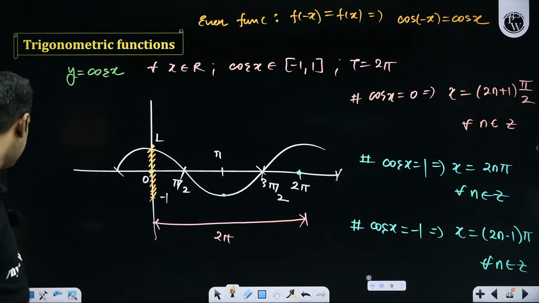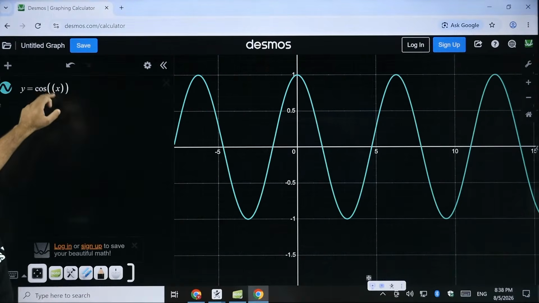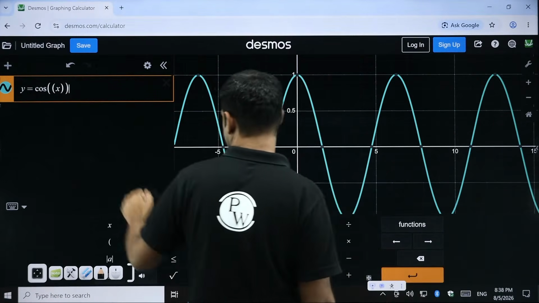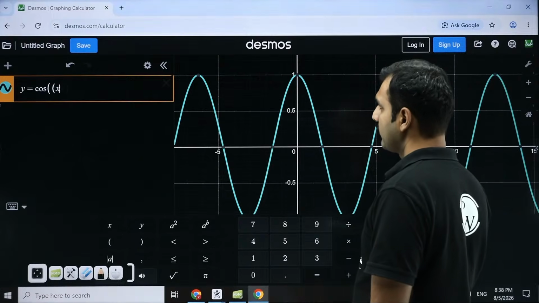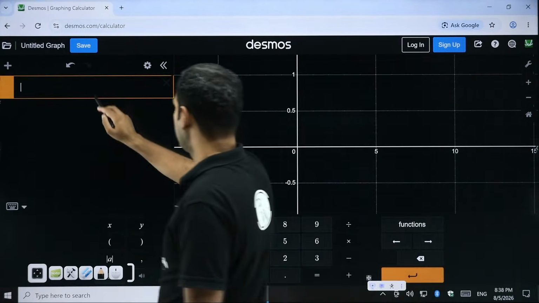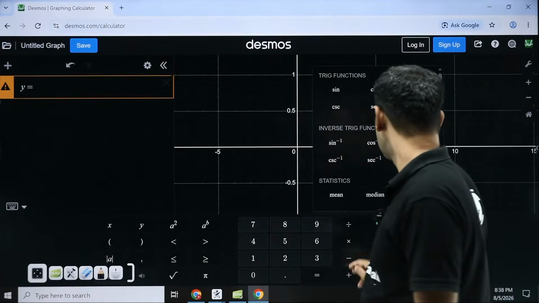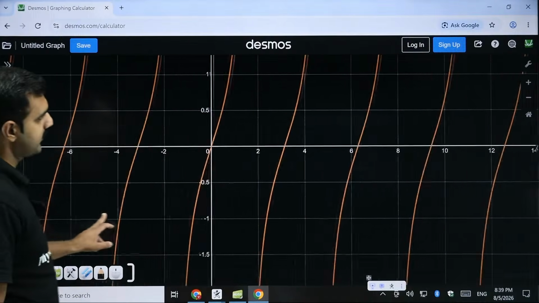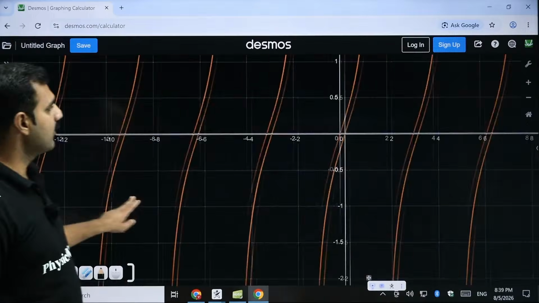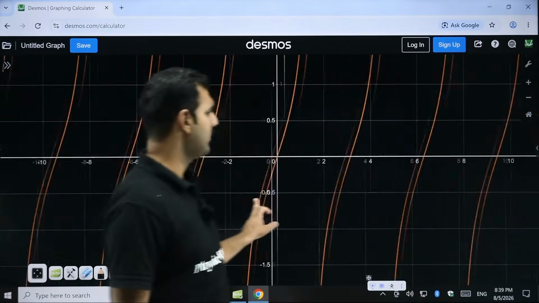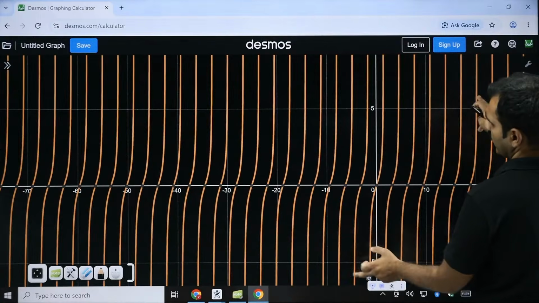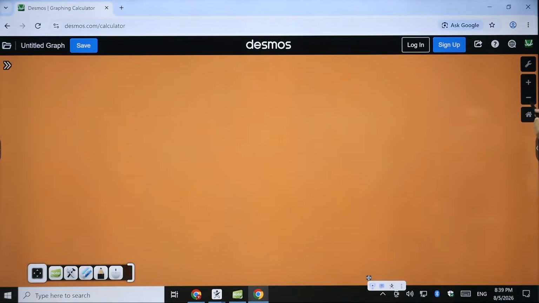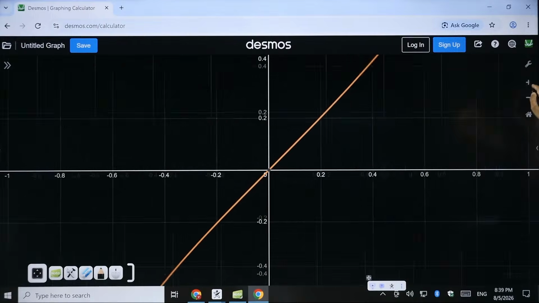Now let's talk about tan. Everybody, focus here. So if I wish to define tan x, look at this curve, everybody. Can you notice this? This is how the graph of tan x looks like. I hope you can clearly notice it.